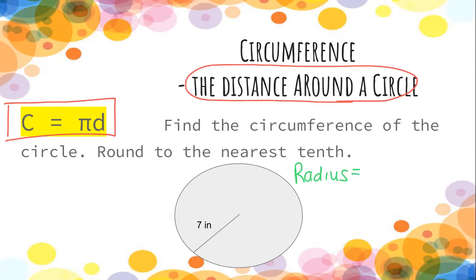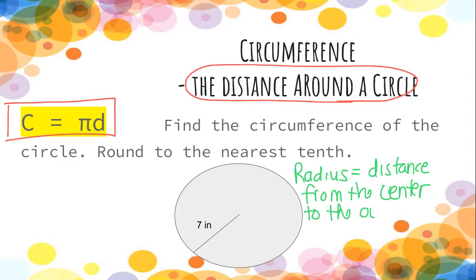A radius is the distance from the center to the outside of a circle. So pause me while you draw your picture. Here's my picture. It is halfway across the circle, by the way. And write your definition. And when you're ready, we'll come back and calculate.